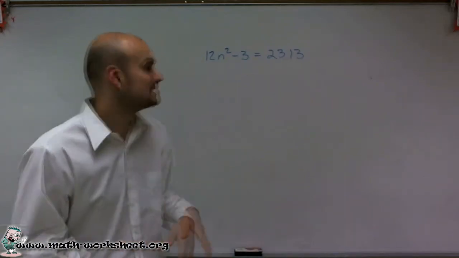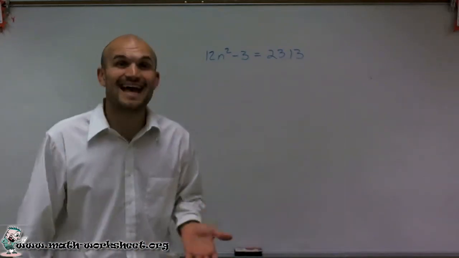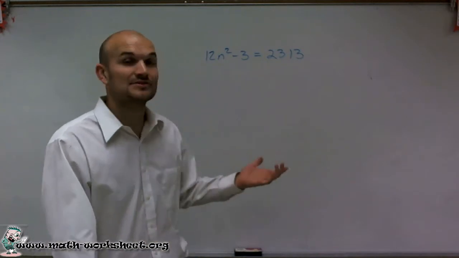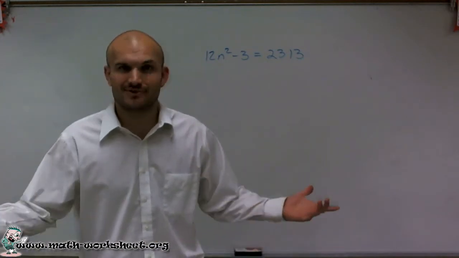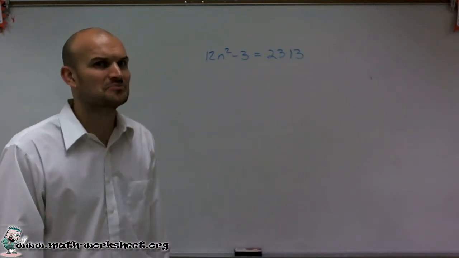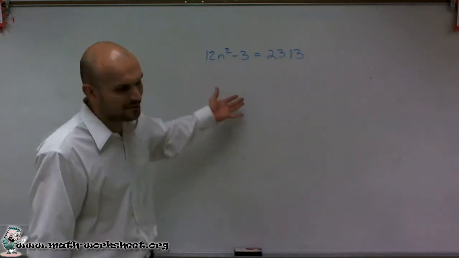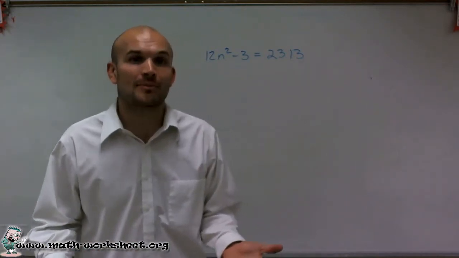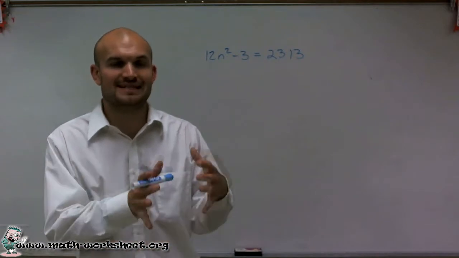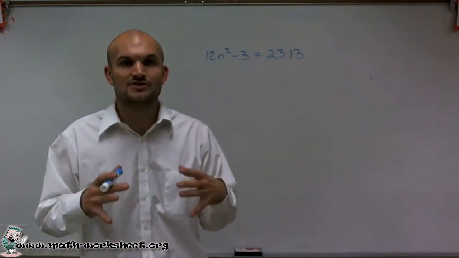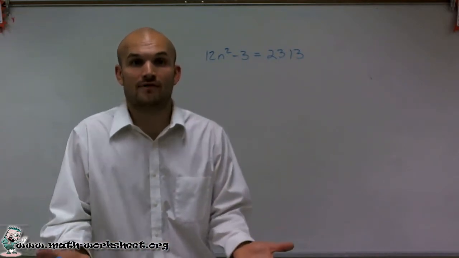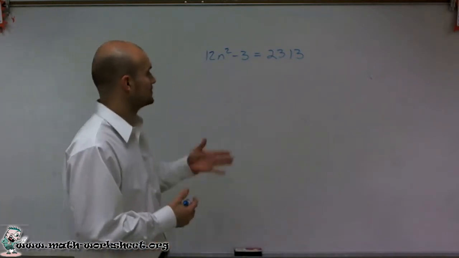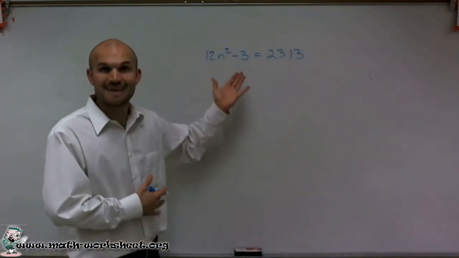Welcome. What I want to do today is show you how to solve this equation for n by using inverse operations. So remember, when solving equations, we use the reverse order of operations, and what we're going to do is isolate our variable n, so that we can find the value of our missing term, which we're given the name of n.